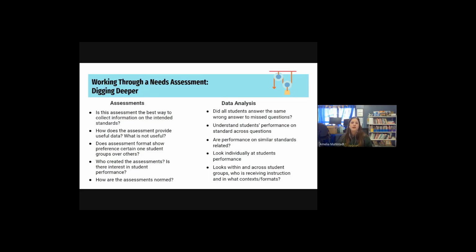And then in thinking about data analysis, digging deeper, did all students give the same wrong answer to missed questions? Understand students' performance on standards across questions. We want to think, is performance on similar standards related? How does one standard lead to the next? We want to look individually at students' performance and then also look within and across student groups for who's receiving instruction and in what context and format. So thinking about intervention or small groups in Tier 1 and in Tier 2. And so these types of questions, thinking about data protocols, working in teams and groups, can really help us dig deeper into making those decisions.